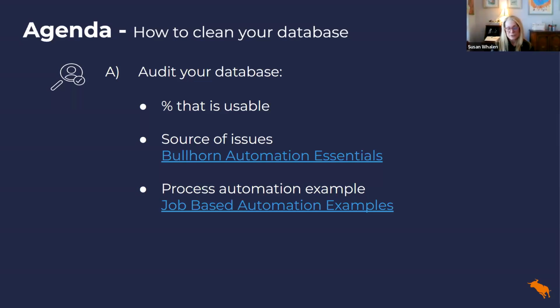We're also going to take a look at, in addition to capturing missing information or correcting bad information, how you can use automation to keep your data health clean by process automations. And we're going to look at the example of a job-based automation. So I'm going to switch over to the demo environment.